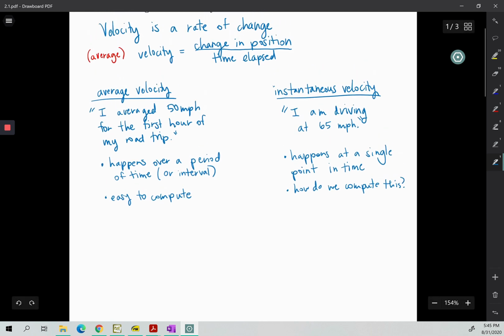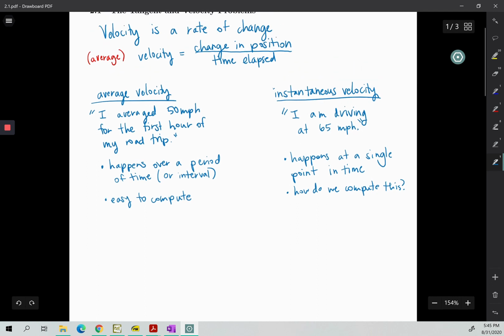Okay. So I'm going to tell you how we would go about doing that, but we don't yet have the tools to actually do some computations. But the idea is that we're talking about a single point in time. We really have two issues. We have that there's 0 time elapsed, and if we're talking about a single point in time, is there any change in position either? So you can't really change a position over a 0 amount of time, right?